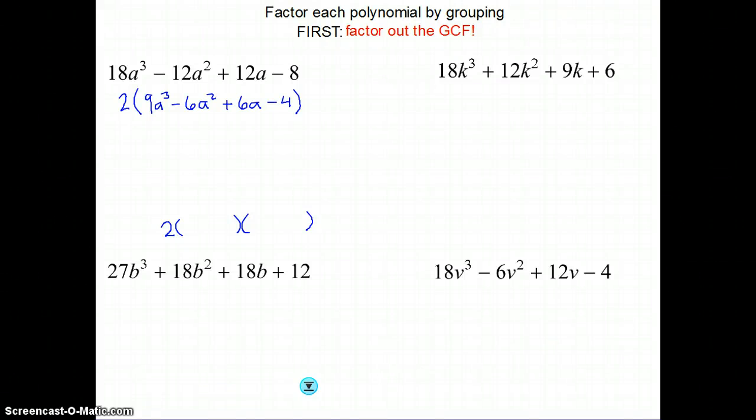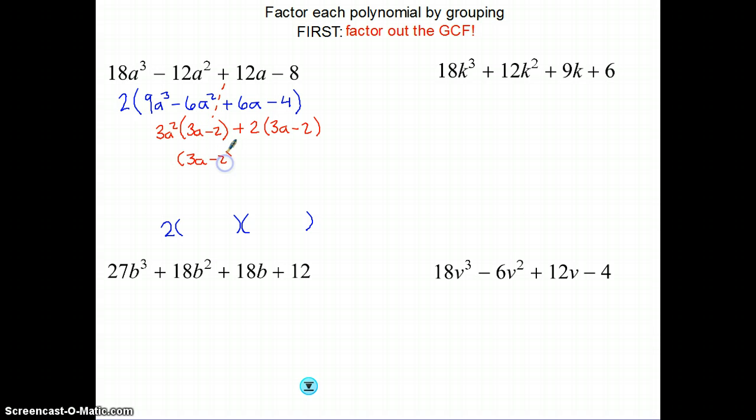So now that I've dealt with the 2, I'm looking just at the inside polynomial. I split it in half and find the greatest common factor of the left. That is a 3a squared. What is left is a 3a minus 2. And on the right, I bring down my plus, and my greatest common factor is a 2. So I factor out a positive 2, and I'm left with 3a minus 2. Now I can take out that 3a squared, so I'm going to factor it out.